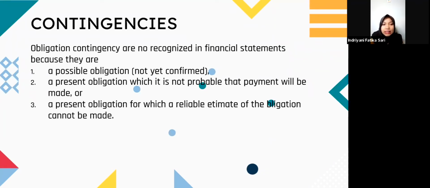Next, contingencies. Obligation contingencies are not recognized in the financial statements because they are, first, a possible obligation not yet confirmed; second, a present obligation for which it is not probable that payment will be made; or third, a present obligation for which a reliable estimate of the obligation cannot be made.